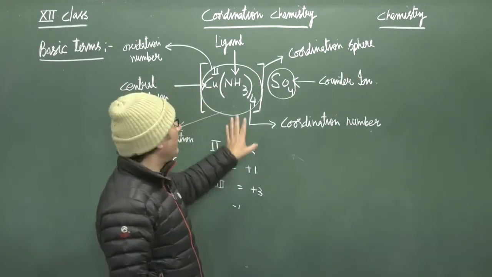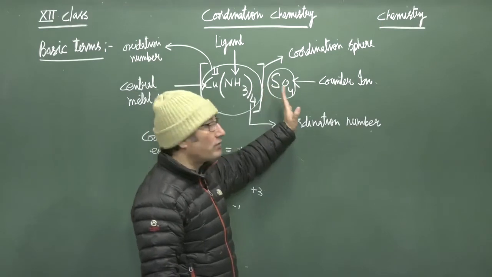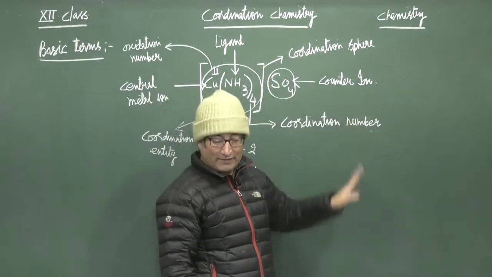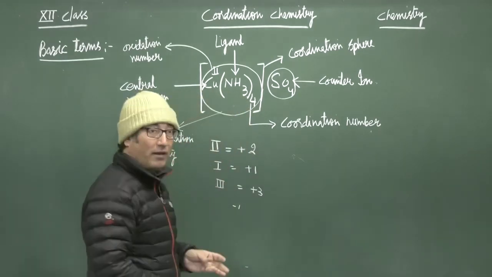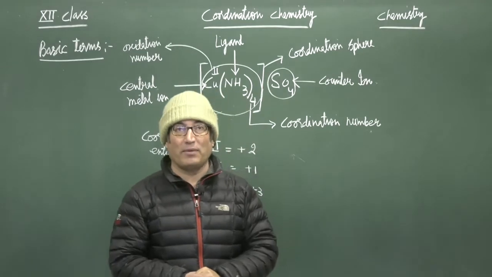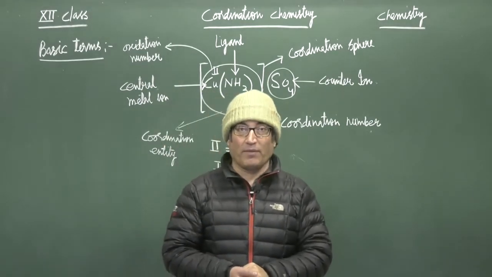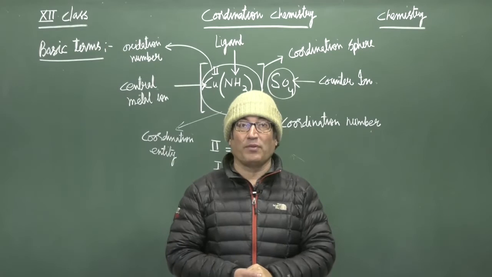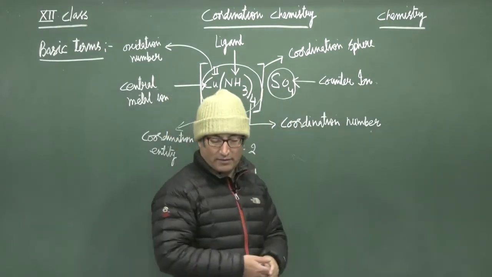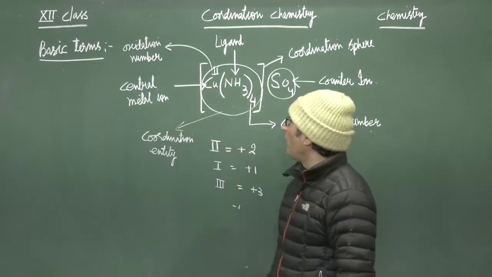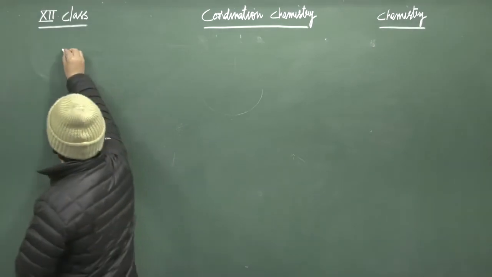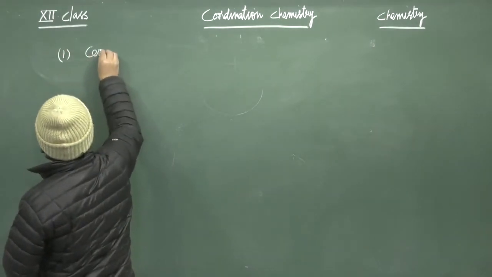Then there is an ion outside the coordination sphere, which is called the counter ion. So all these terms: the central metal ion, its two properties, the oxidation number and the coordination number, the ligands and types of ligands, the coordination entity, and the counter ions will be taken in detail when we study them one by one. The first basic term is the central metal ion.